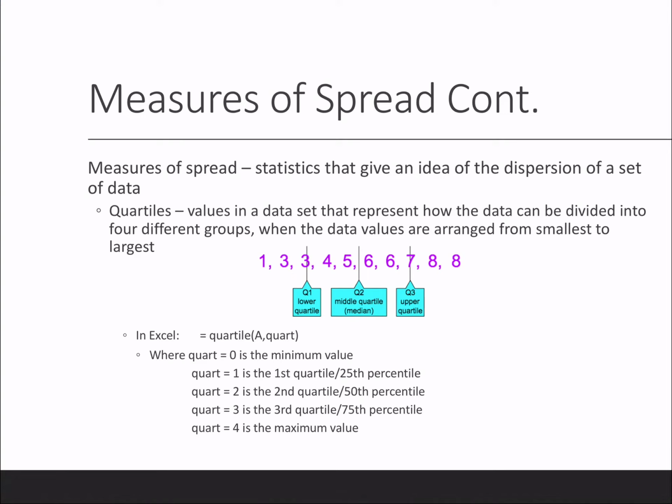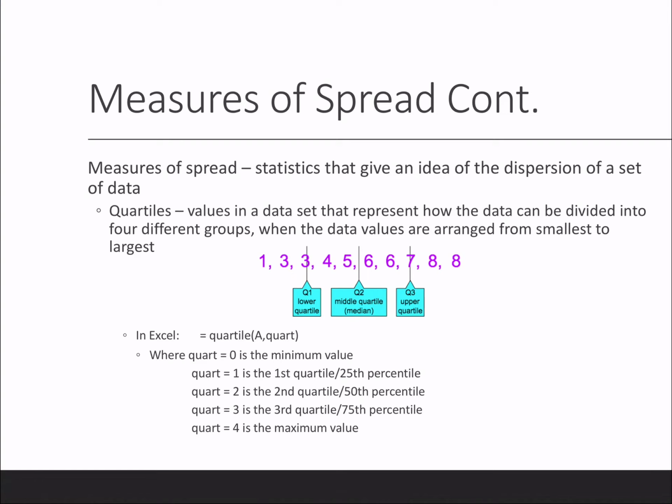You can also think of this in terms of percentile. So the first quartile is also often referred to as the 25th percentile. This means that 25% of the data is below that data point. The middle quartile is equivalent to the median. It's also often referred to as the 50th percentile because half of the data should be represented below that point. And the upper quartile, the third quartile, is often referred to as the 75th percentile because 75% of the data should be below that point or less than that point.